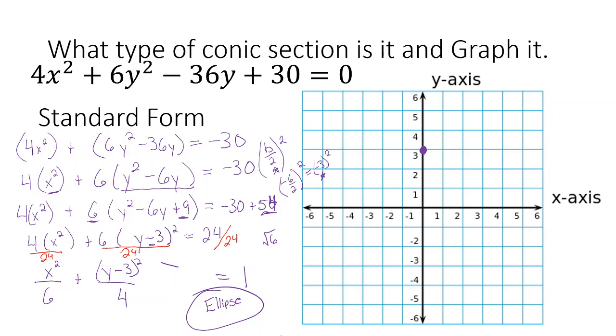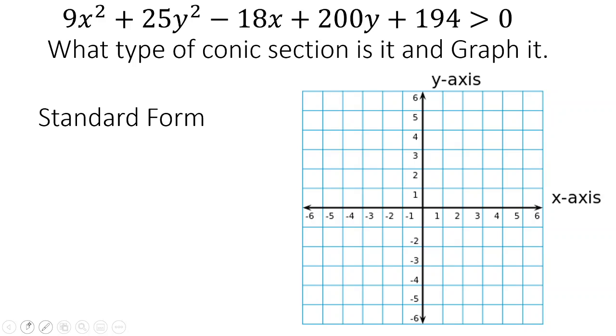And I got a calculator here someplace. The square root of 6 is approximately 2.45, so 2.5. So we'll go over 2.5 and 2.5, and 2 up and 2 down. There's my ellipse. All right, let's look at another one.